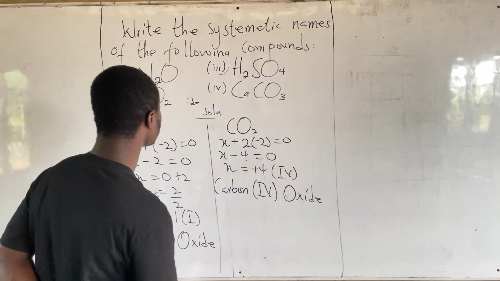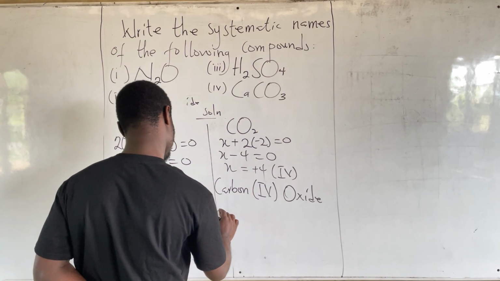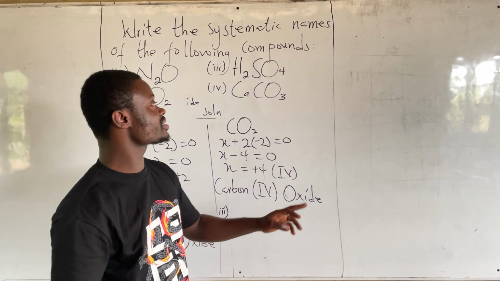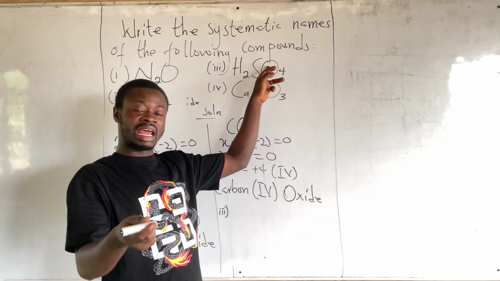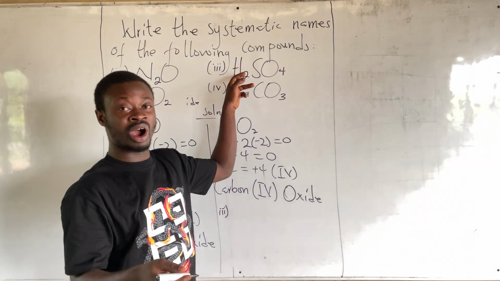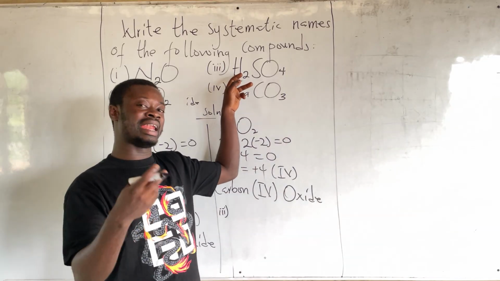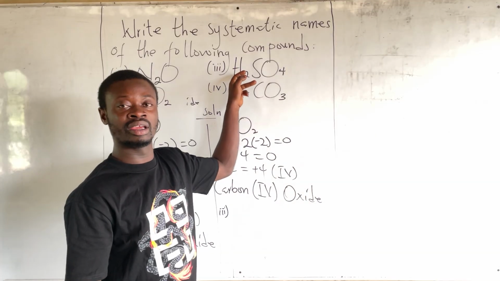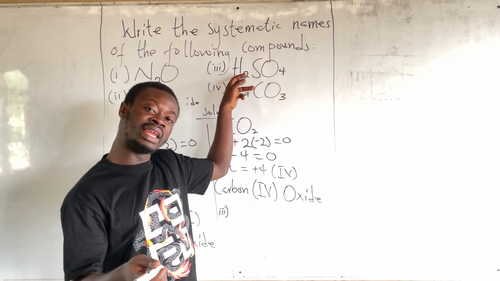Let's continue. So the third one is an acid. Yes, the third one is an acid. Any compound that begins with H, or hydrogen, is an acid, because we know that an acid is a substance that releases excess hydrogen ions when dissolved in water. So once it starts with H, it means it's an acid.